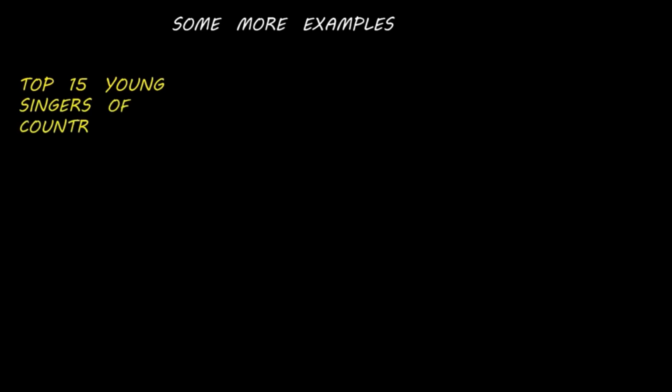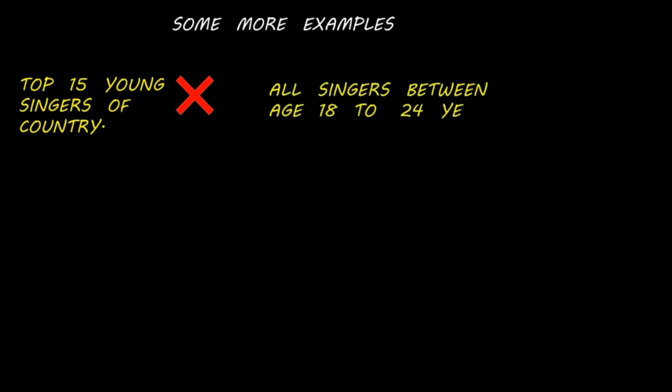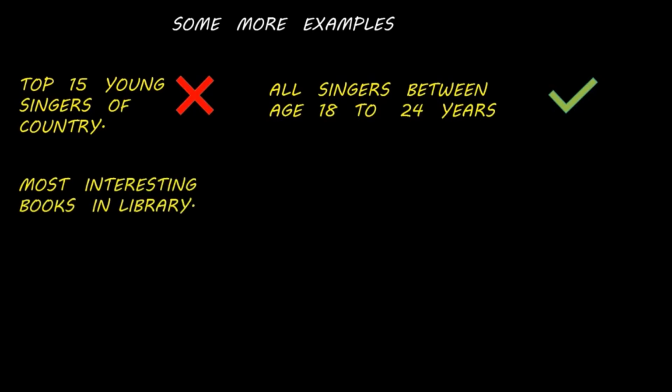Let us go through some more examples. A collection of top 50 young singers of a country is not a set, but a collection of all singers between age 18 to 24 forms a set. Also a collection of most interesting books of a library is not a set. On the other hand, a collection of all the books on the first shelf of the library is a set.